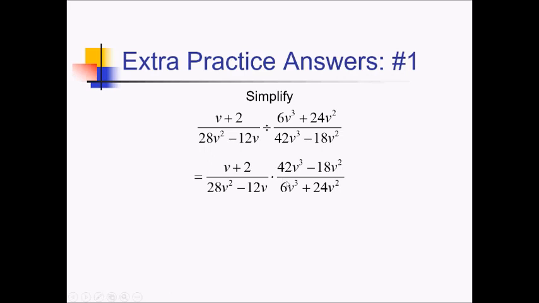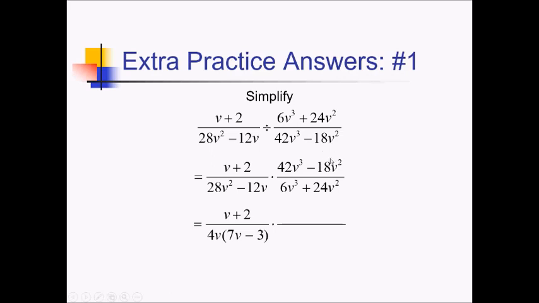Now before I multiply these, let me factor and cancel whatever I can. The only thing that actually can't be factored here is this v plus 2. Everything else can be broken up. So the lower left now, it looks like I can take out a 4 and a v from all that. That leaves me with 7v minus 3. And then in the upper right, well, let's see, 42 and 18.